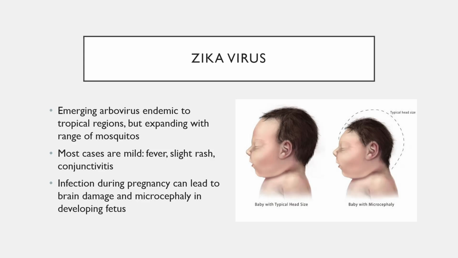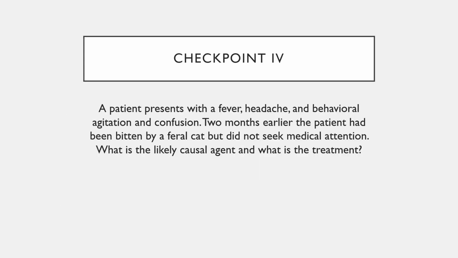So at this point, we have another checkpoint. A patient presents with a fever, headache, and behavioral agitation and confusion. Two months earlier, the patient had been bitten by a feral cat but did not seek medical attention. What is the likely causal agent and what is the treatment? And I'll give you a hint. This is a little bit of a trick question.